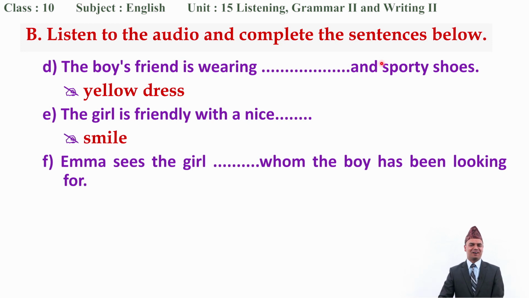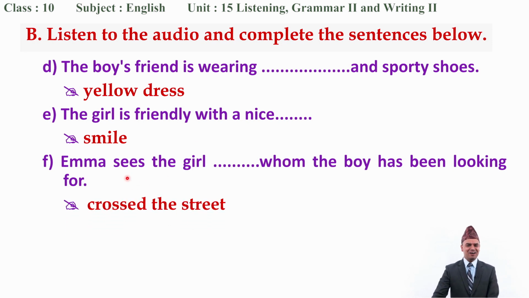And the last question here, Emma sees the girl whom the boy has been looking for. That means the woman has noticed the girl has crossed what? Remember that? She crossed what? Street? Yeah, that's good. Very good. The girl crossed the street, the girl whom the boy has been looking for. So the woman had seen the girl who crossed the street. Very good. Now we discuss question C.